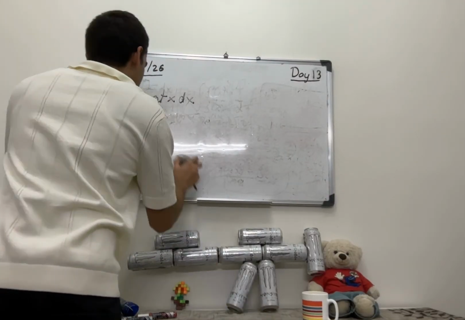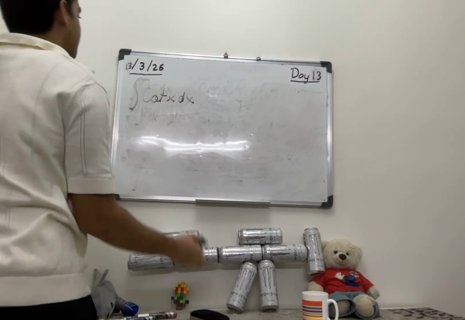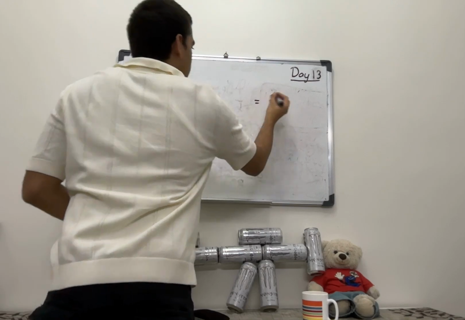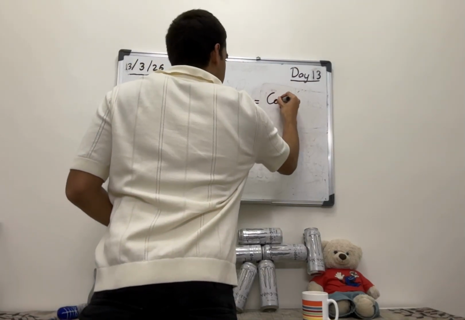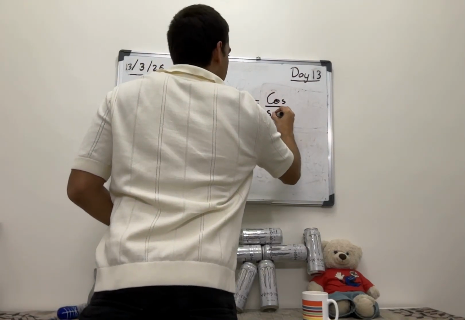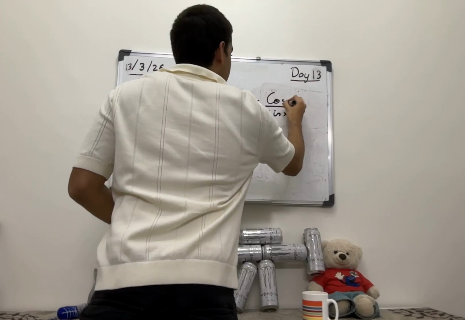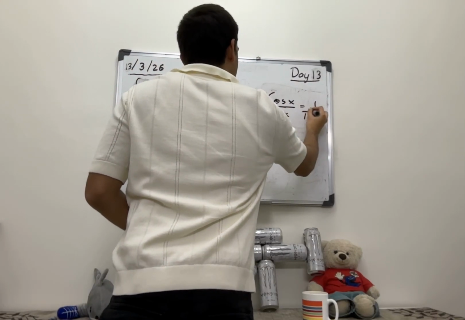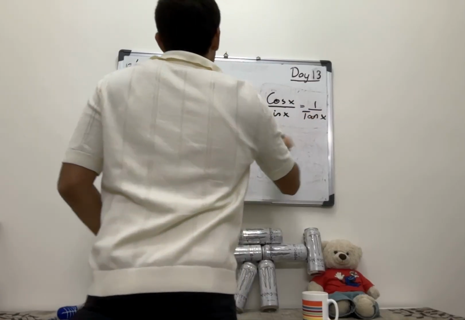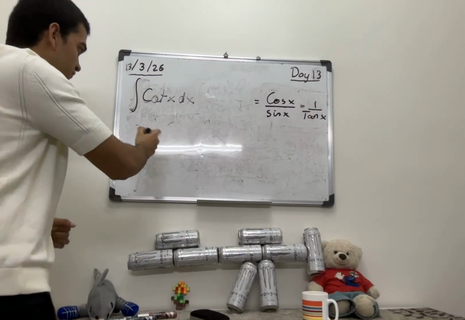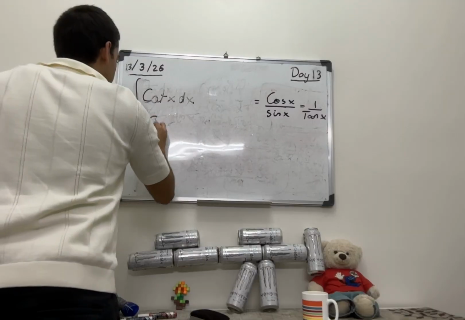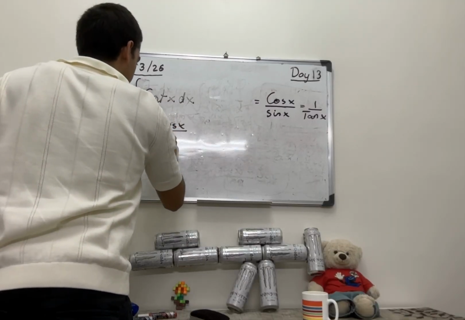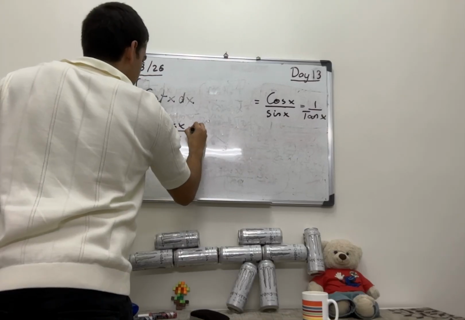Okay. Today we're going to integrate cot x dx. So first, let's rewrite cot x. So cot x is just cos x by sin x. And cot x is the inverse of tan x, so it's also just 1 by tan x. To integrate this, let's simplify it. So we would get the integral of cos x by sin x dx.